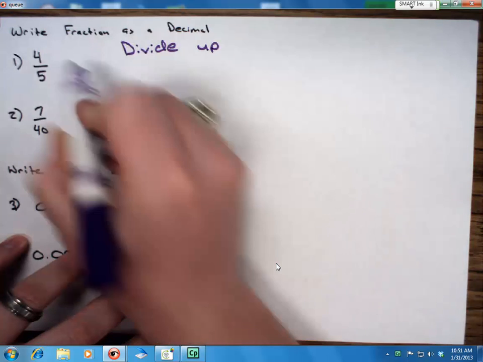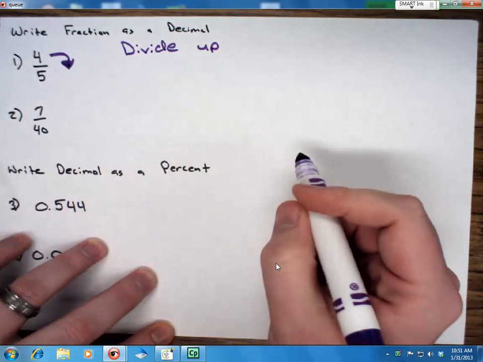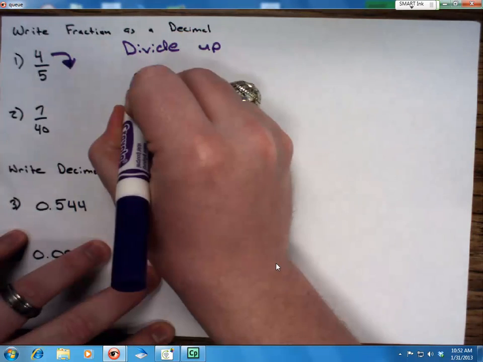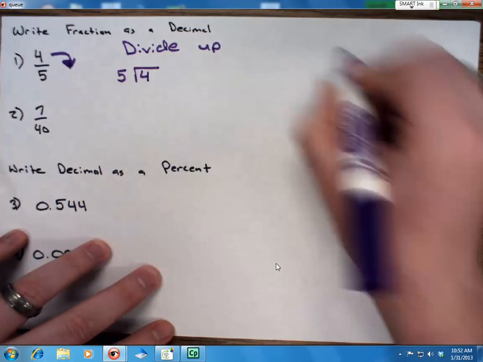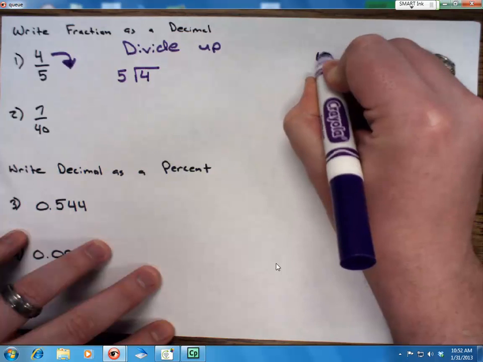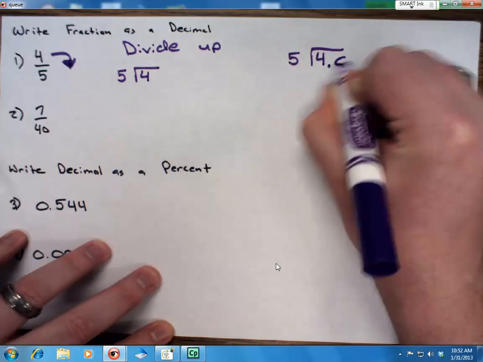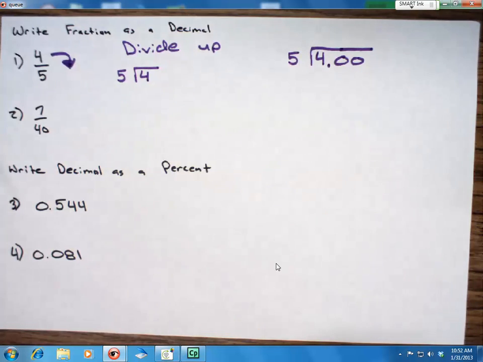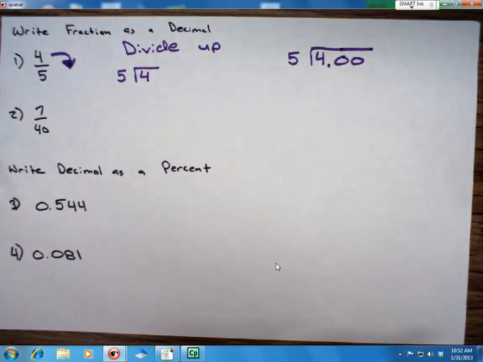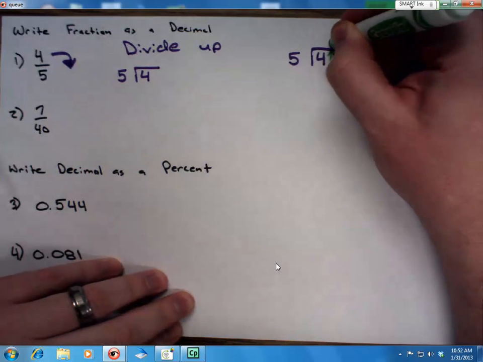Now, what does that mean? Well, that means our fraction falls over. We put our numerator inside of our division box. So this would be like 4 divided by 5. Yes, I realize that the 4 is smaller than the 5 when we're dividing, so we actually have to add a decimal, and I'll add a couple of zeros as well. I just usually add 2 zeros. We might not need 2 zeros, but we might need more than 2 zeros. Now, once I have that set up, now I divide like I normally would. The first thing I need to do is raise my decimal up, then divide.